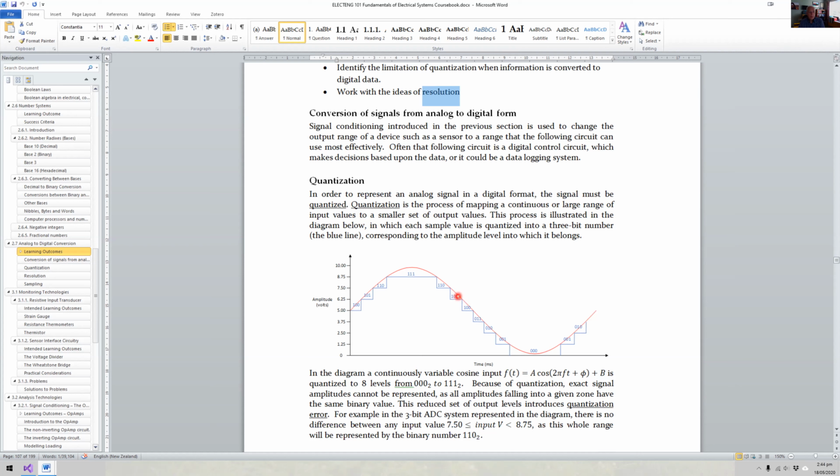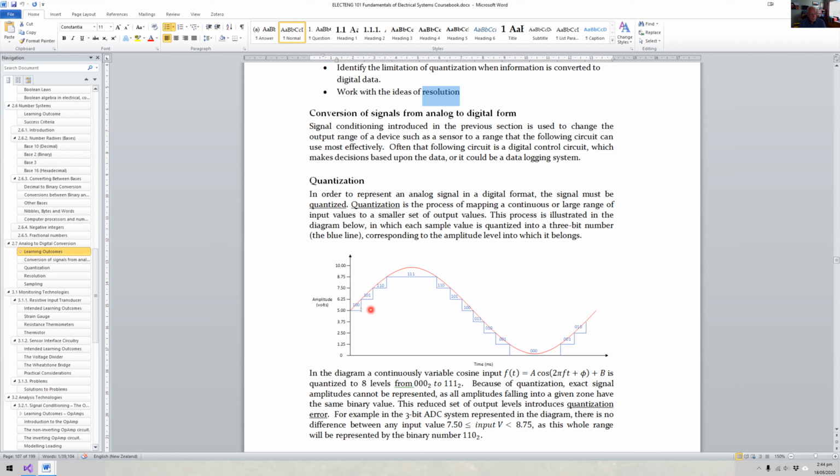So say I had a 3-bit analog to digital converter. That means that its input would go from, say, 0 to 10 volts. But its output would only be the numbers 0, 0, 0 through to 1, 1, 1. So that's from 0 to 7. That's our 3-bit converter, which has 8 levels on the output.